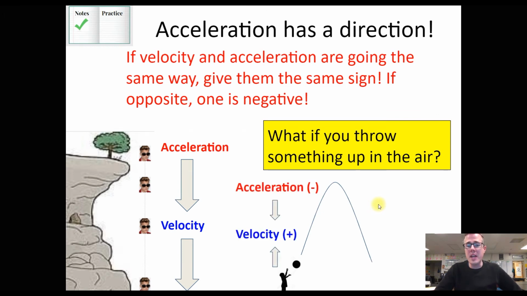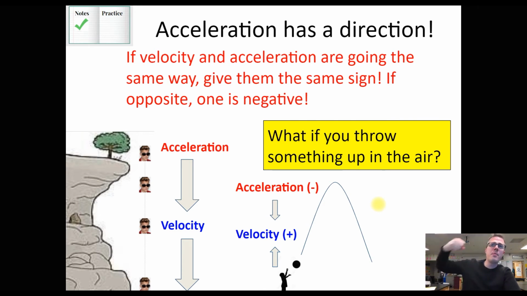At the very beginning, when something leaves your hands, when you throw it up into the air, it's got a velocity going up. And let's say we call that positive, because usually people think of up as the positive direction, but it really doesn't matter. But for this case, let's call up positive. Well, in that case, acceleration always points down because of gravity. And since they're opposite of each other, the acceleration would have to be negative. And hopefully that makes sense.